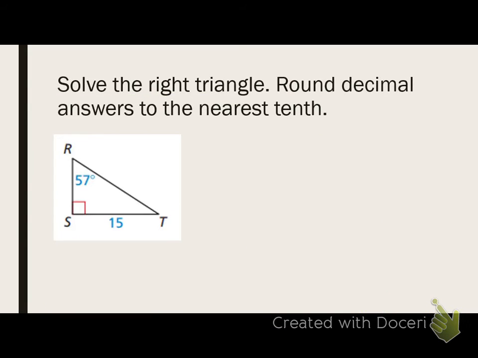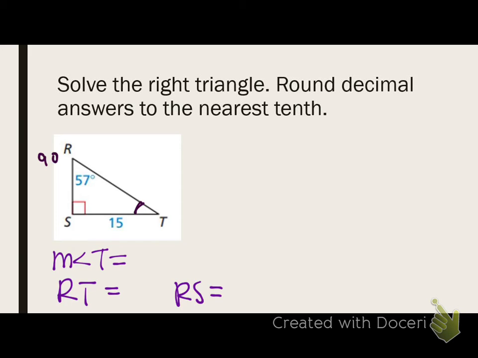The last one you're going to draw, solve the right triangle. Go ahead and draw this triangle. So again, solving the right triangle means find all missing sides and angles. So what are we going to be finding in this triangle? Angle T, RT, and then RS. Good. So which one do we want to find first? We can find angle T. What do you know about the three angles in a triangle? They add up to 180.